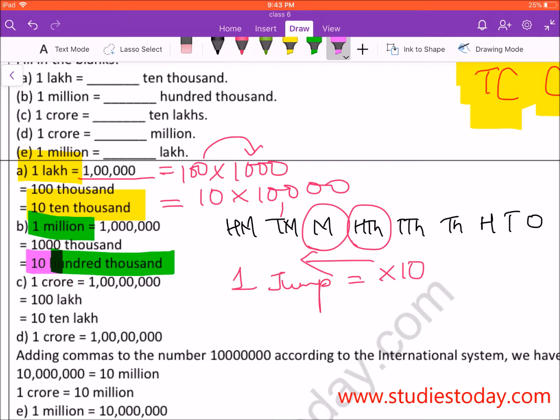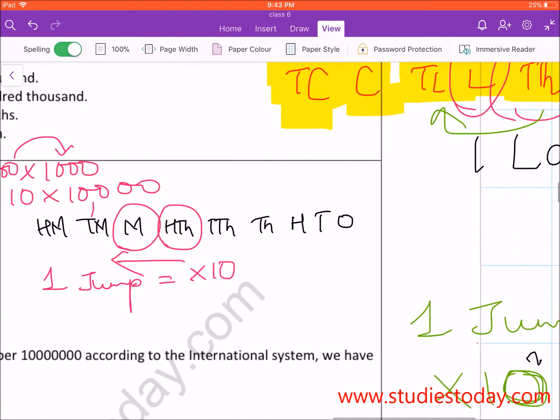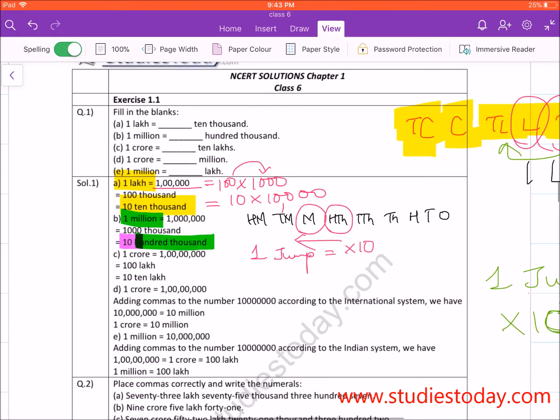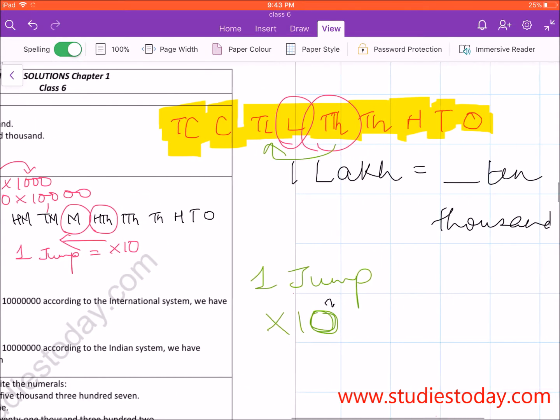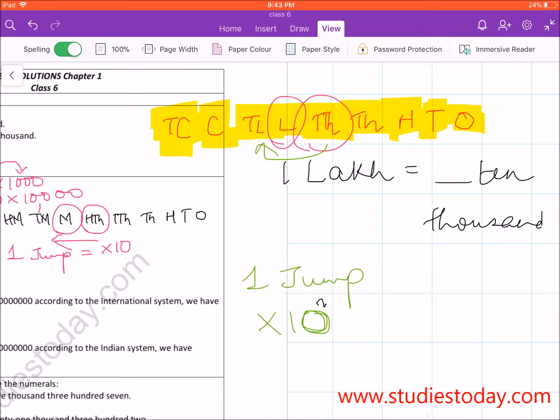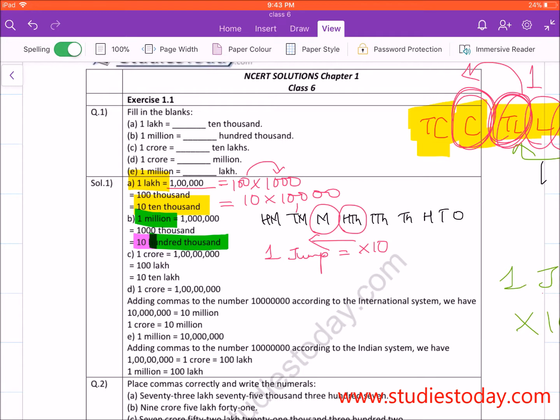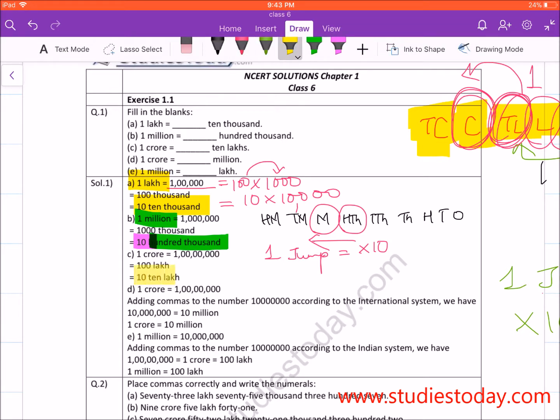Now, the same way we move to the next one. I have to check out that 1 crore equals to how many 10 lakhs. Now, we have already written the international and Indian systems, and we have to compare. So, we again find where is crore and where is 10 lakhs. Here is crore and here is your 10 lakh. Again, how many jumps do you need? Only one jump. So, the answer to this should be 10 lakh.